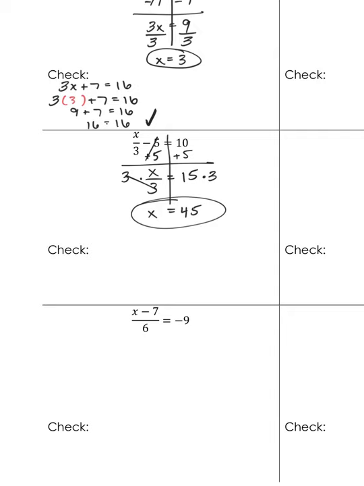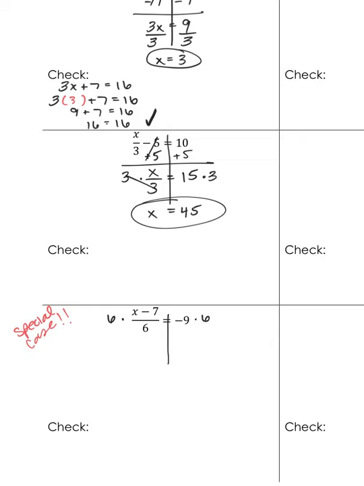Okay, our last problem here. This one is our special case. It doesn't follow the same order that our other problems did, where we add and subtract first and then multiply and divide. If I look at this problem and I ask myself what's happening to x, x is being subtracted by 7 and divided by 6. When I start solving, I need to go backwards and start using my opposite operations. The opposite of dividing by 6 is multiplying by 6.